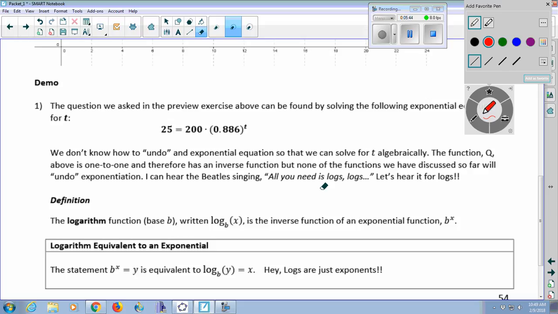Logs will undo this. Okay. It performs the same function that addition and subtraction do to each other, or multiplication and division. Exponentiation and logs undo each other. They are inverse functions of each other.